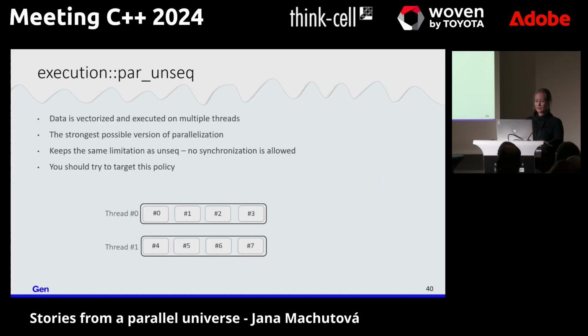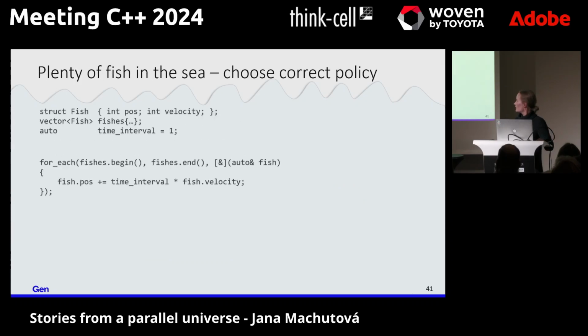And par_unseq is the strongest one. You should always try to go for this one. It's parallel and unsequenced together. It's multi-threaded and unsequenced. So about the rules, it's exactly the same as with unseq. Just don't think about any synchronization. Don't access any shared data. So I think that from theory, that's basically all.